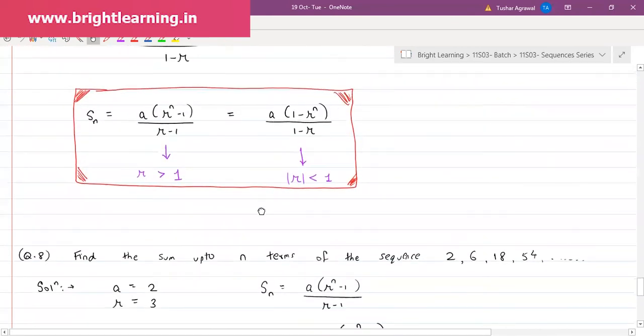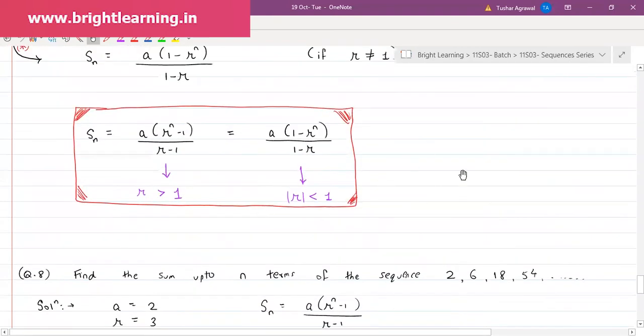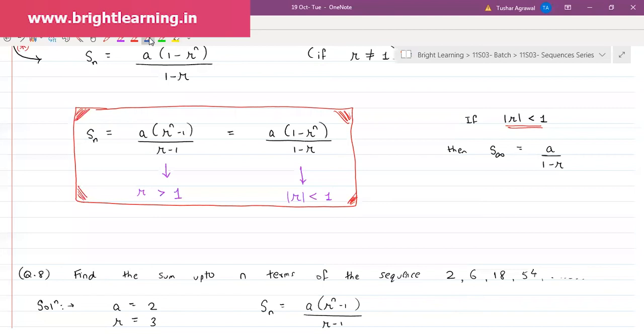If the magnitude of r is less than 1, this is an important condition, then the sum up to infinite terms of a geometric series, you can directly write, is equal to a upon 1 minus r. This result also you can write.